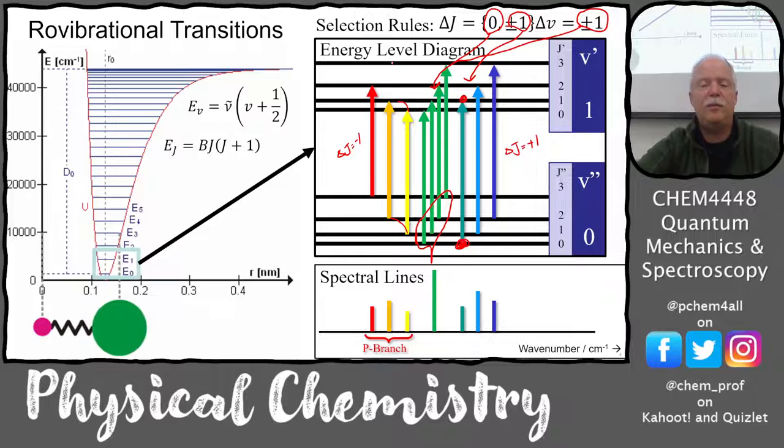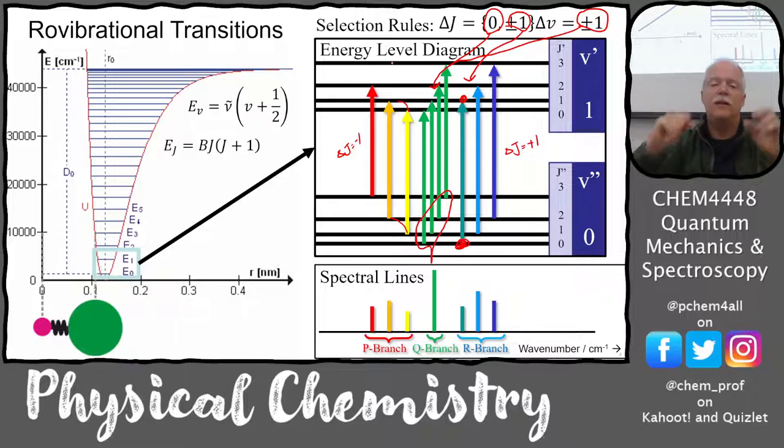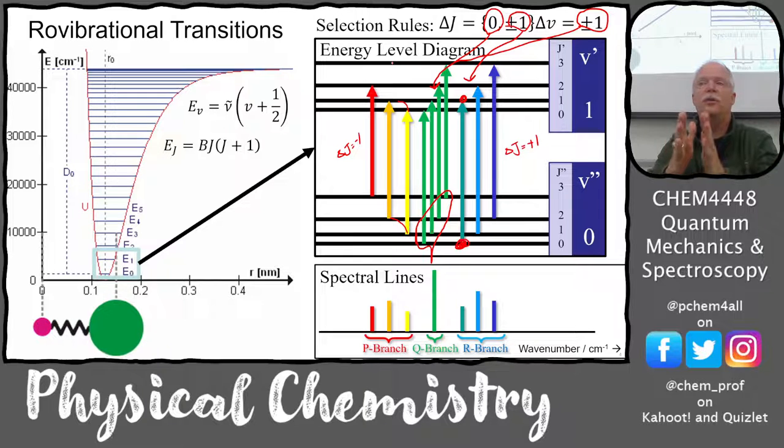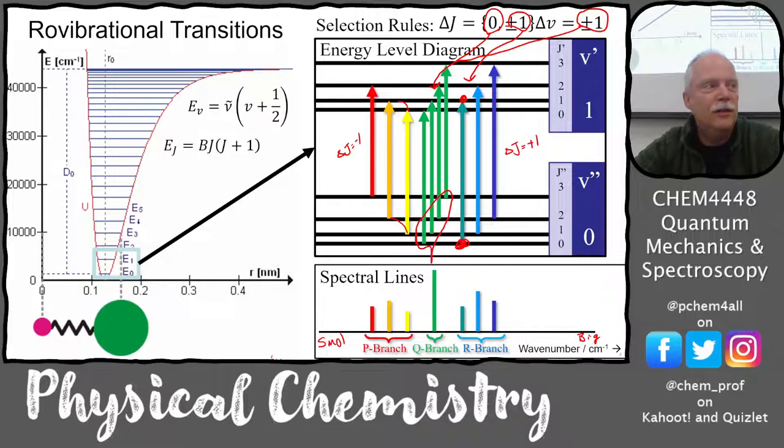And so we call that the P branch, the middle one is the Q branch, and then the higher wave number one is the R branch. So PQR in alphabetical order going to higher frequency. So P is the lowest one, Q is in the middle, and R is the higher frequency one. So you see down here, wave number goes up going to the right. So this is big and this is small. I'll write it like the internet does it, S-M-O-L. Okay. So this is PQR.